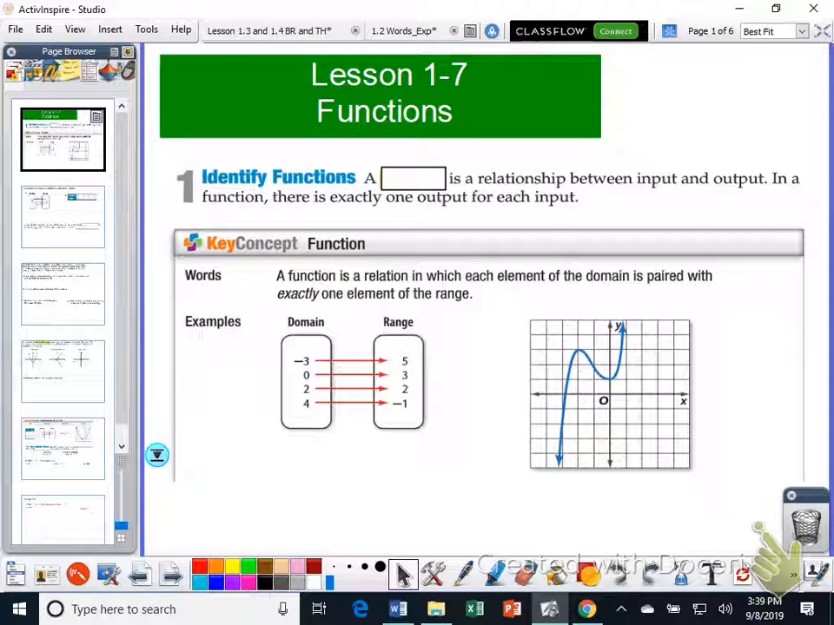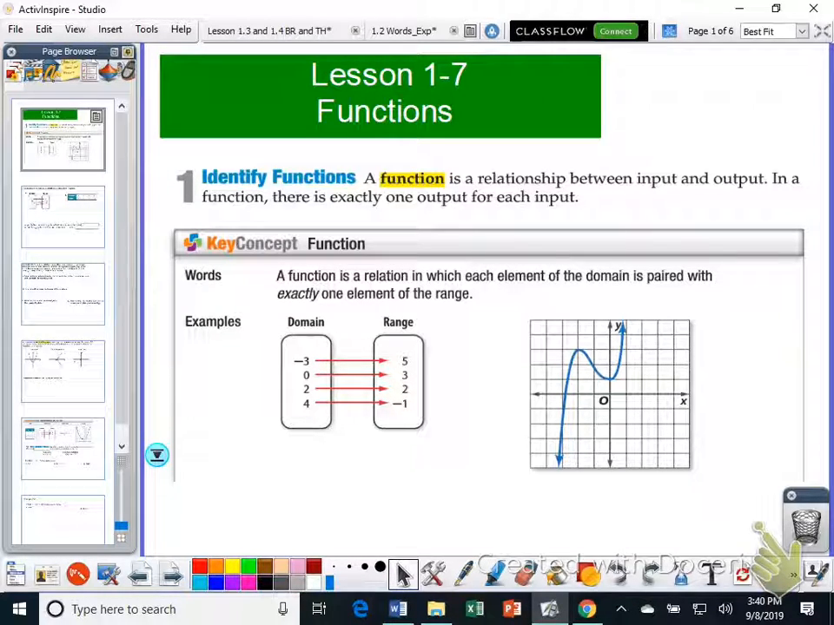A function is a relationship between input and output. So we're looking at domain and range, our input and our output, and it is a function if there is a one-to-one relationship, meaning one domain is mapped or paired with one range. My one domain can't go to two different range values. It has to be the same number.